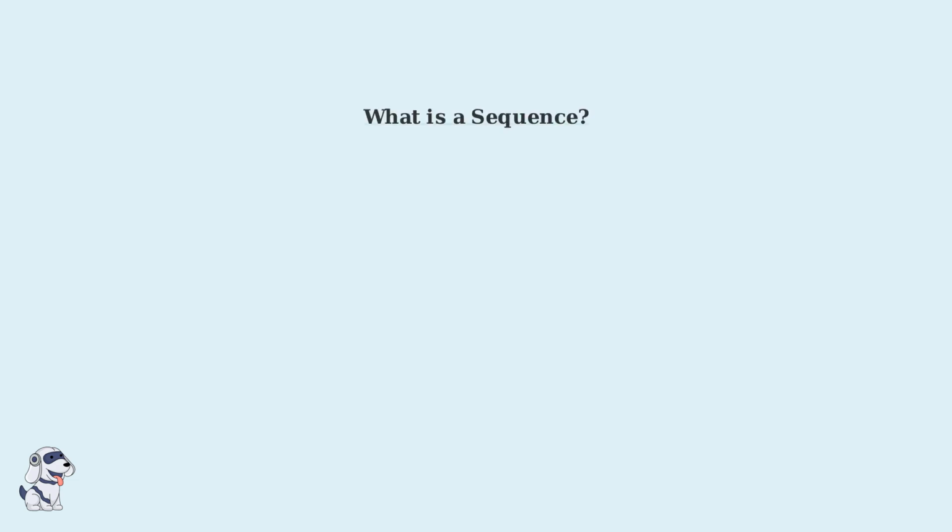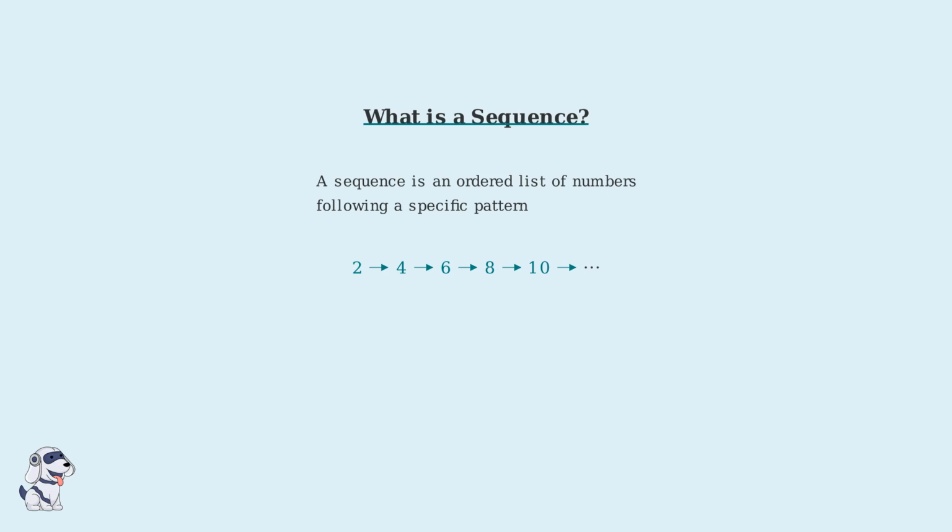A sequence is simply an ordered list of numbers that follow a specific pattern or rule. For example, the numbers 2, 4, 6, 8, 10 form a sequence where each number increases by 2.